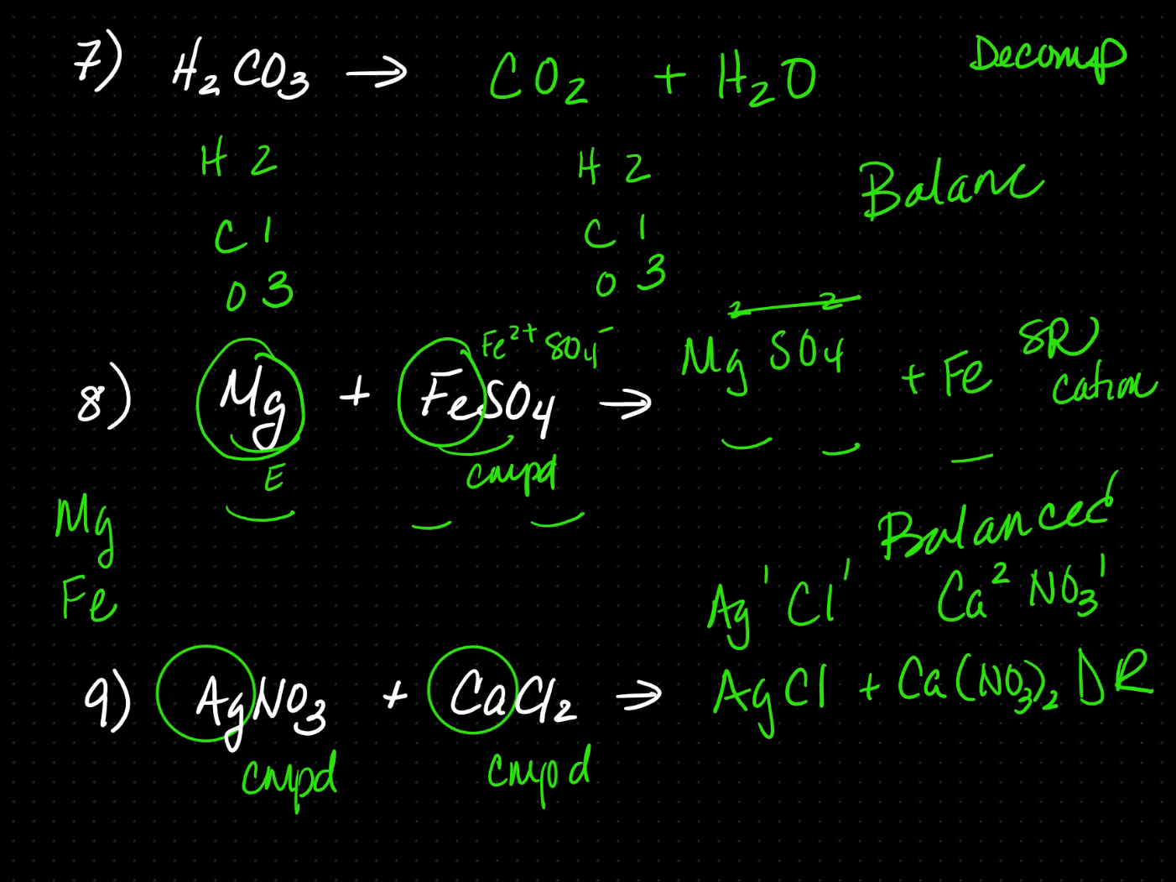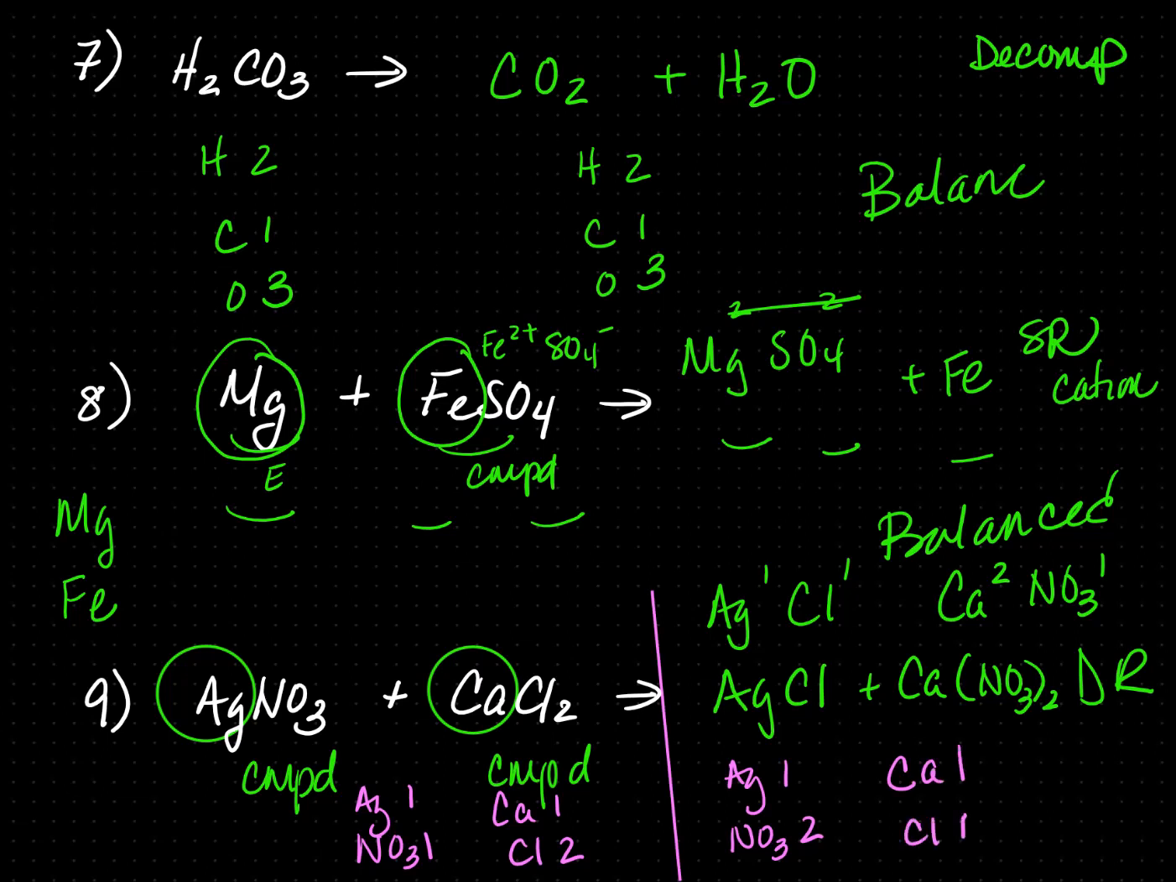So now I need to balance this. Ag, there is 1. I'm going to keep NO3 as 1 because it appears on both sides, and there's 1. Calcium, there's 1. Chlorine, there's 2. We're going to do the same thing on the opposite side. Ag, there's 1. NO3, there's 2. Calcium, I have 1. Cl, I have 1.